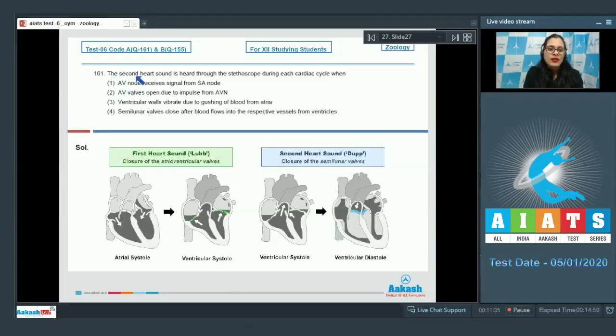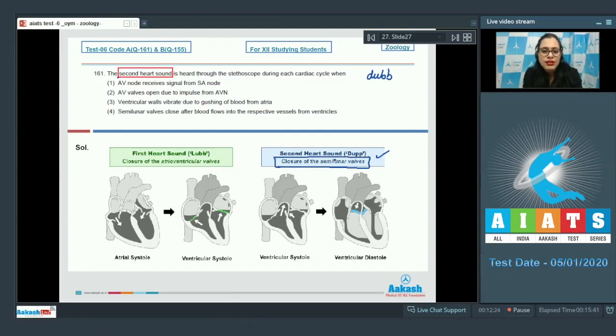Question number 161. The second heart sound is heard through the stethoscope during each cardiac cycle when? The options given are: AV node receives signal from SA node, AV valves open due to impulse from AVN, ventricular walls vibrate due to gushing of blood from atria, semilunar valves close after blood flows into the respective vessels from ventricles. The second heart sound is called dub, or you can also write double B, and this dub is heard when there is closure of semilunar valves.